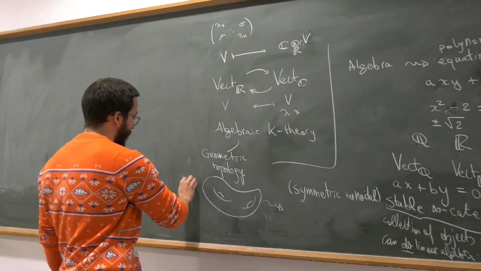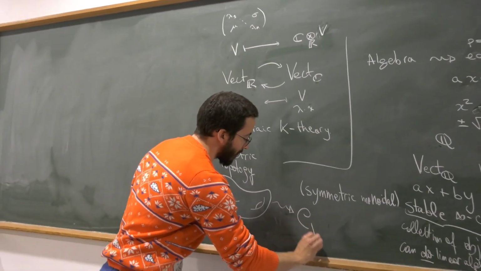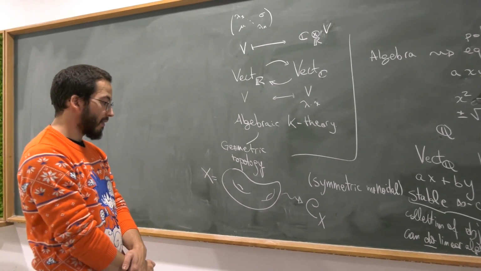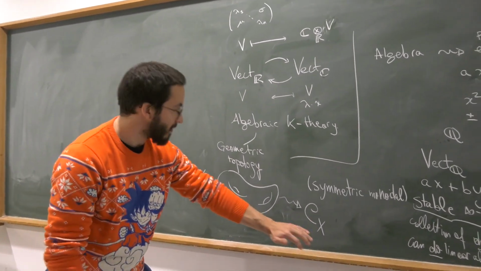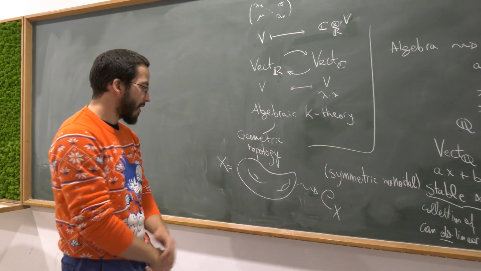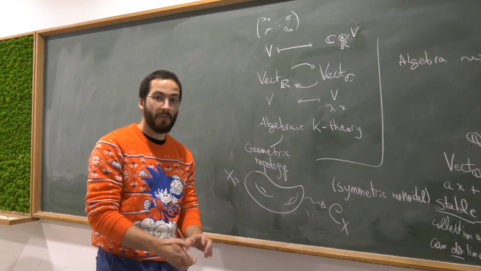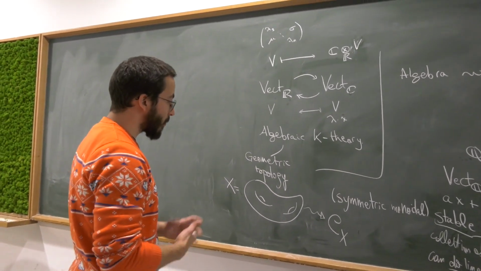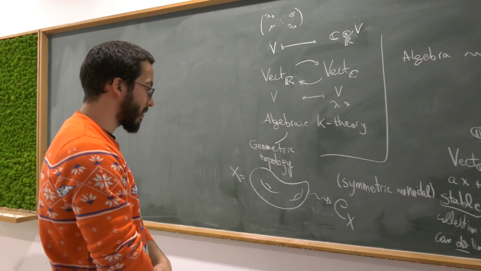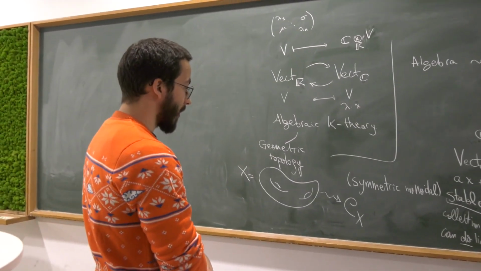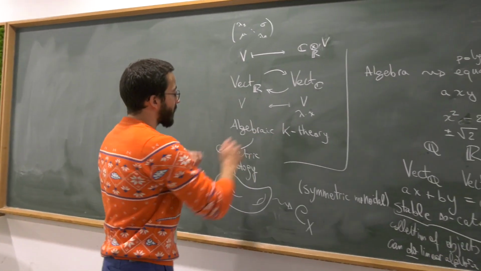Let's call this X, and maybe there's a bunch of different ways of associating to it a CX. And it turns out that properties of the CX, or properties of its algebraic K-theory, have some deep relation to the properties of this space. And that's one of the motivations to study this gadget, which is a very, very interesting gadget.